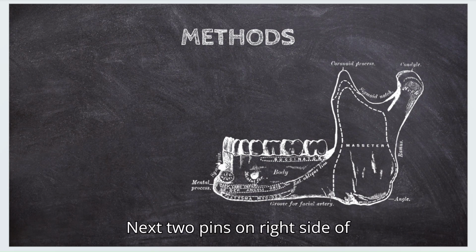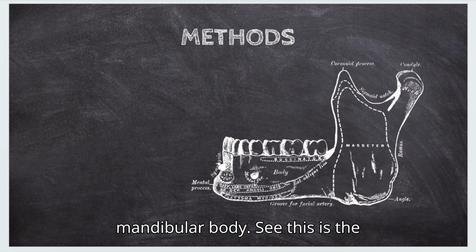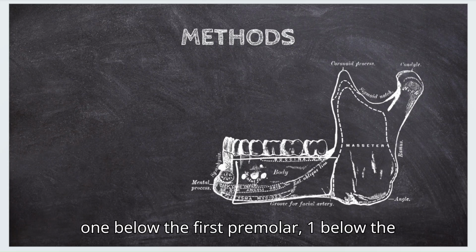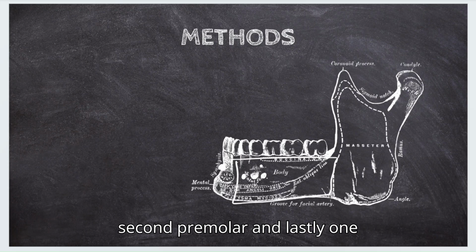Next, two pins on the right side of the mandibular body. See, this is the body. So two in the body, one below the first premolar and one below the second premolar.